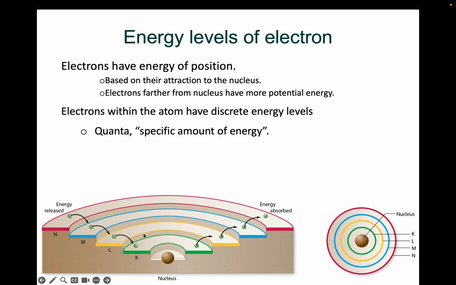Energy levels are what we call quanta, specific amounts of energy. It tells you how close to the nucleus the electron is and how much energy it has, because the distance tells you how much energy. If it's very close to the nucleus, it has less energy compared to when it's a bit further from the nucleus.